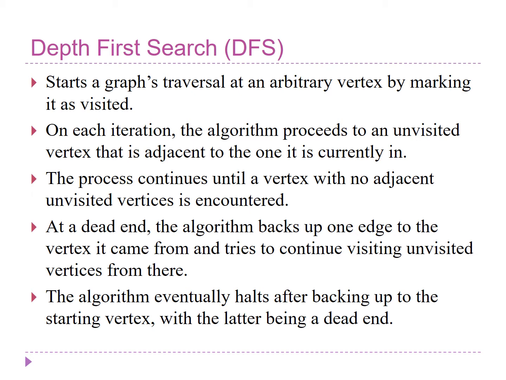The depth first search starts the graph traversal at an arbitrary vertex by marking it as visited. On each iteration, the algorithm proceeds to an unvisited vertex that is adjacent to the one it is currently visiting. The process continues until a vertex with no adjacent unvisited vertex is encountered.